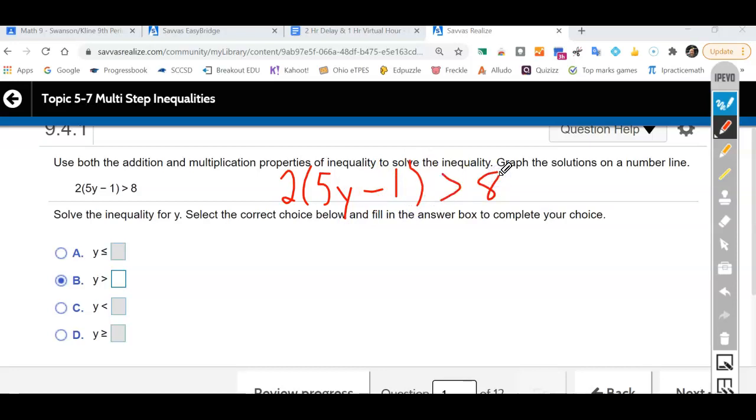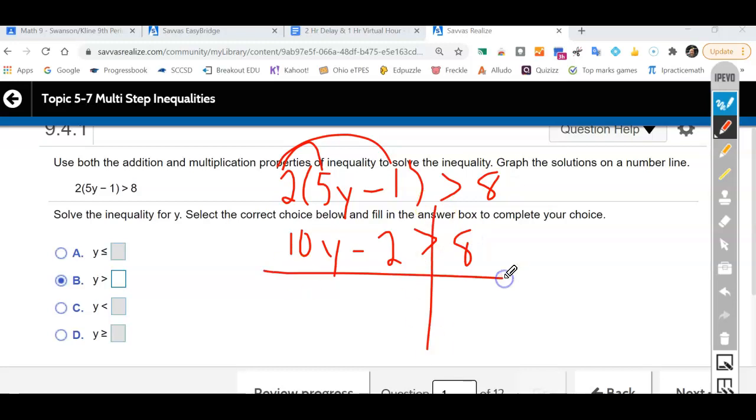What do you notice different about today's? Right, we got the distributive property involved now. So we got to do what? 2 times 5 is 10y. 2 times 1 is 2. Greater than 8. Now I'm ready to make my t-chart. We're back at a 2-step inequality from last week.